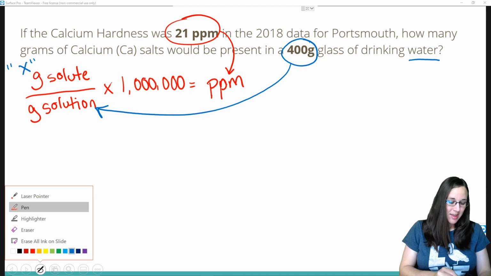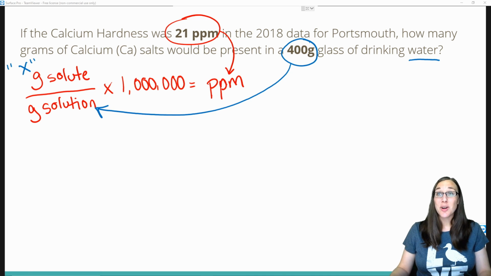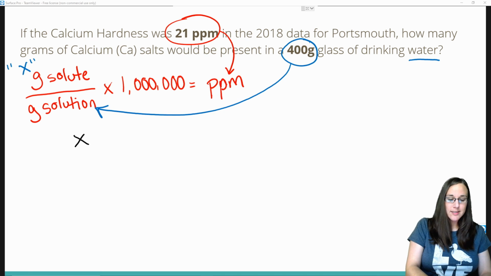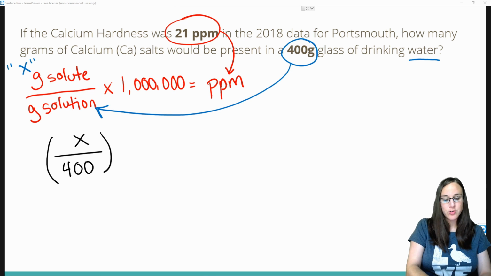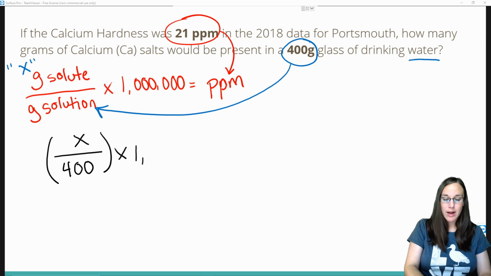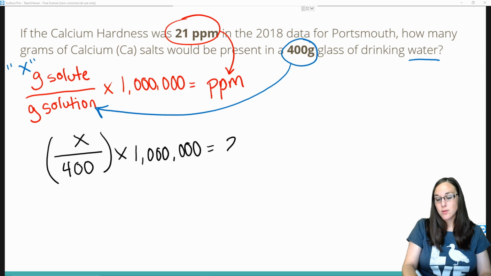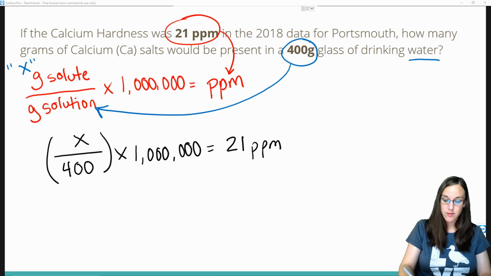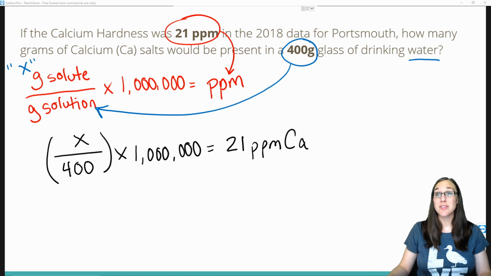Okay? Now we got to just plug and chug what we have. So that would be X over 400. And remember, we're treating this as a ratio, so we can put that in parentheses. Those things stay together in terms of PEMDAS, how we're going to go about algebraically solving this problem. And that's equal to 21 parts per million in terms of calcium. Always good to label still.